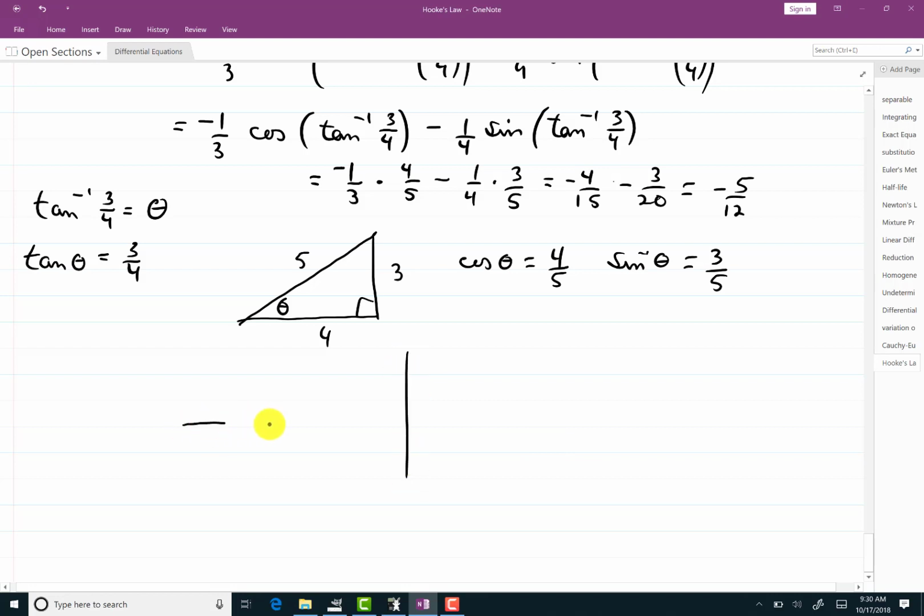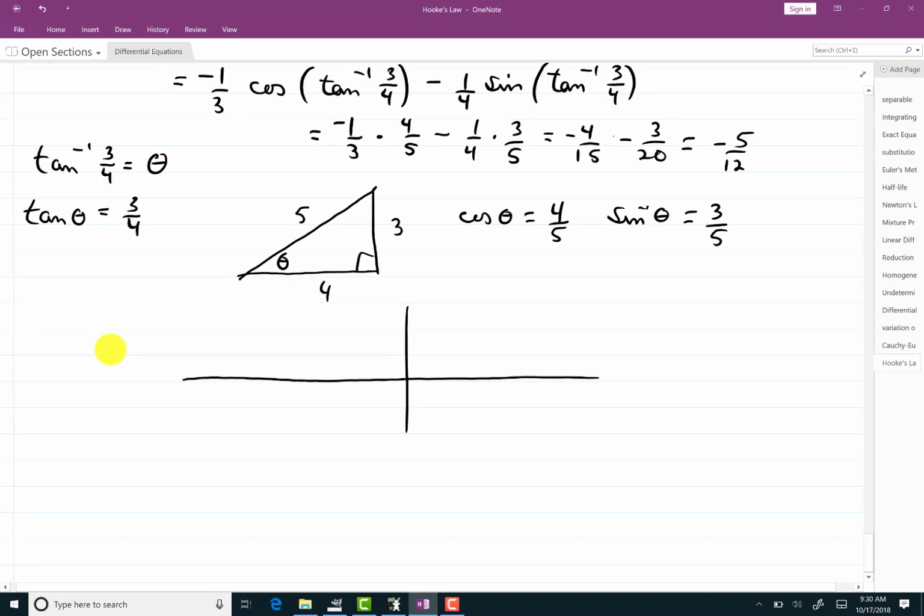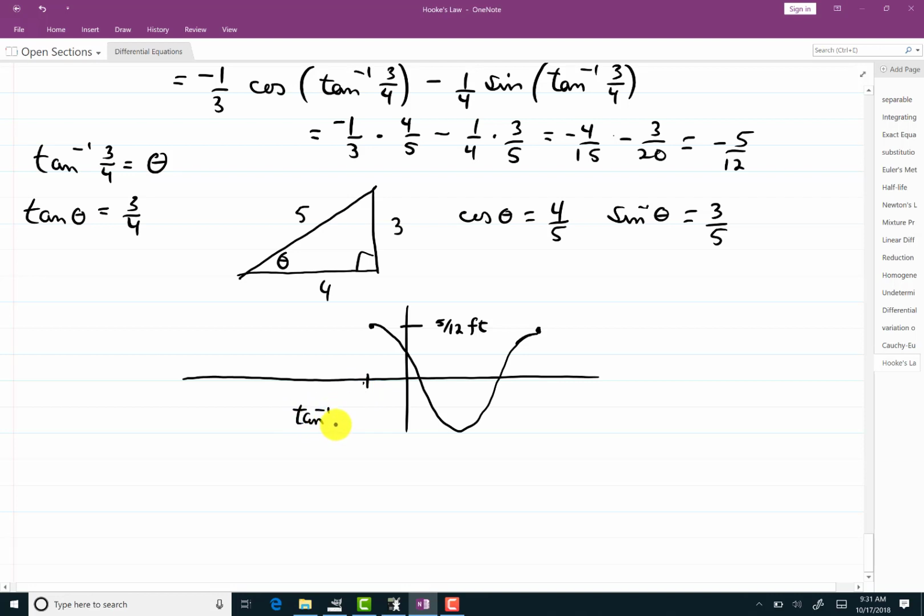Let me draw another picture of this graph. When t is equal to arctangent of negative 3/4, wherever that might be, the highest point here will happen at 5/12 of a foot. Then it'll go and do this kind of stuff. And when it gets back to this, whatever this was, arctangent of negative 3/4, that's that spot right there. The spot where it gets to the highest point again will be arctangent of negative 3/4 plus 2 pi over 5, because that represents the end of the period.